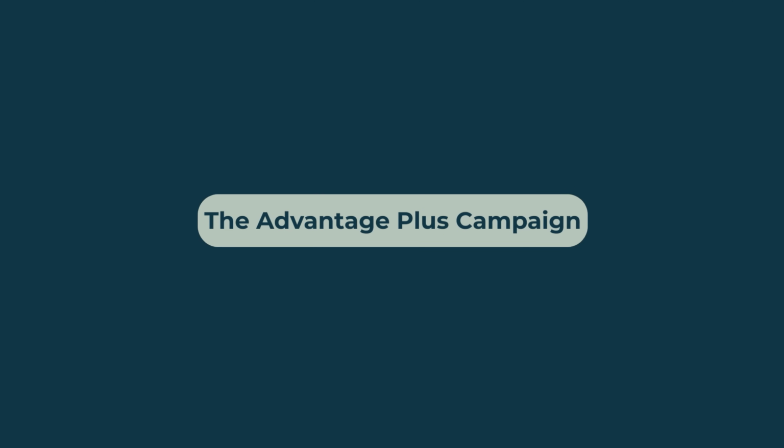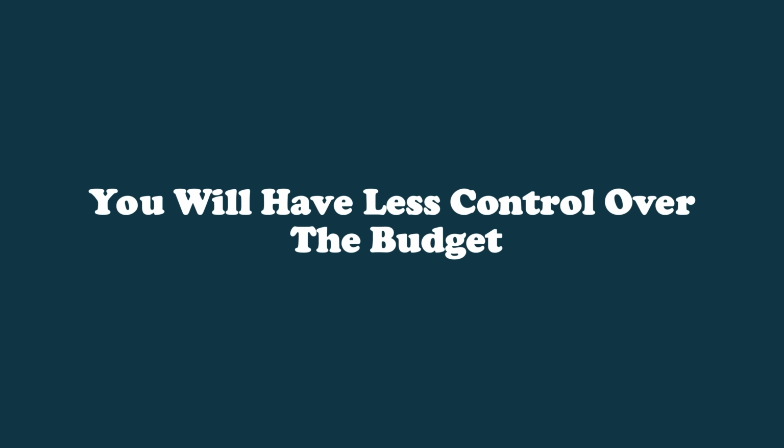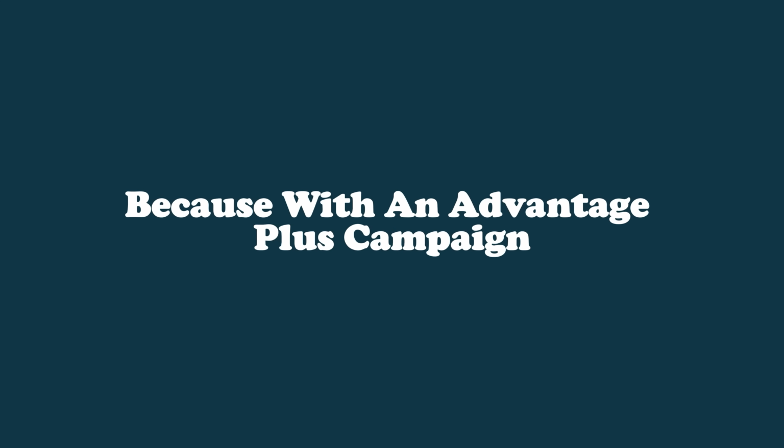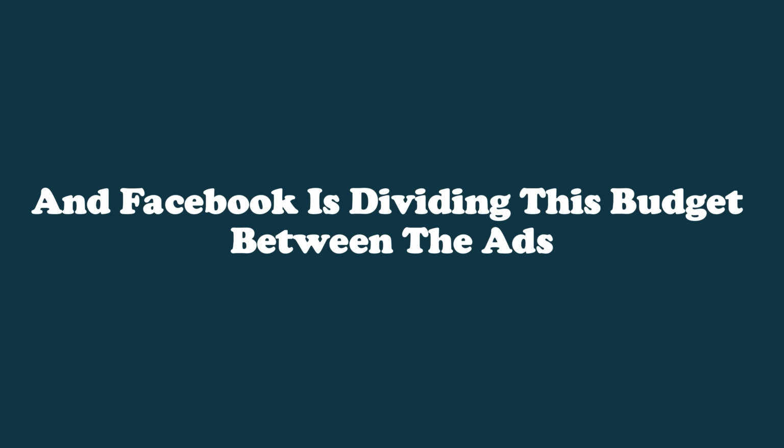Well, if you go directly with an Advantage Plus campaign, and there is nothing wrong in there, you would need more time for the algorithm to find out your target audience and gather more data, because again, you have 0 data. You need to know that you will have less control over the budget, because with an Advantage Plus campaign, you are putting the budget at the campaign level and Facebook is dividing this budget between the ads.